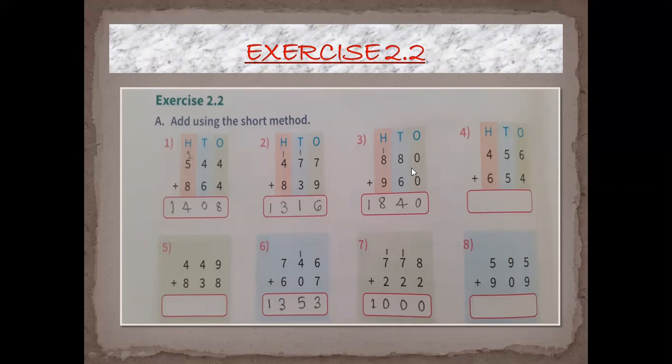Third one, 880 plus 960, that is 1840. Fourth one you have to do in your textbook, as classwork. Fifth one also. Next, sixth one, 746 plus 607, that is 1353. Next, seventh one, 778 plus 222, that is 1000. Eighth one, you have to do in your textbook. You have to add these numbers and write the answer there.